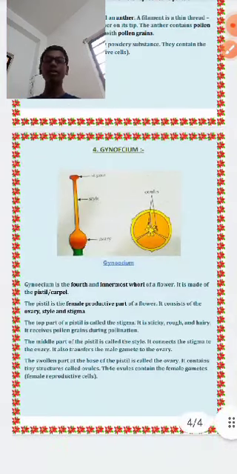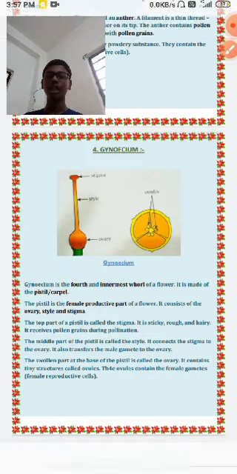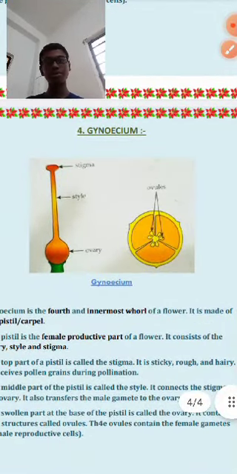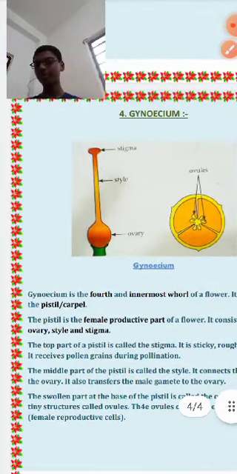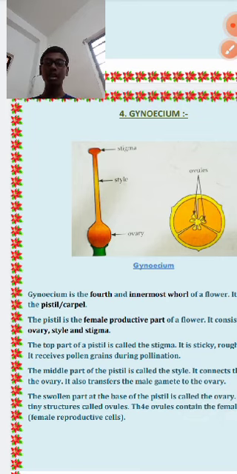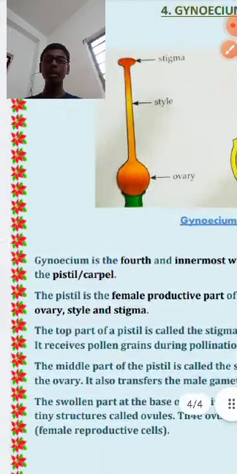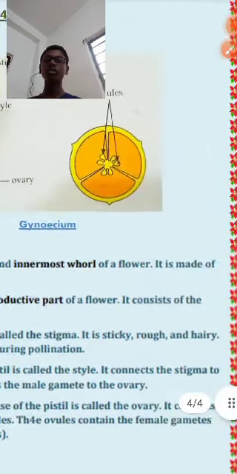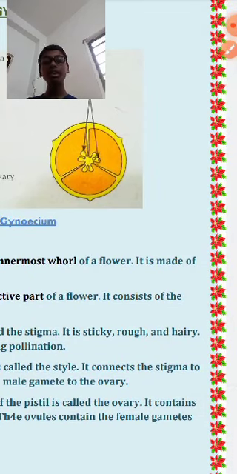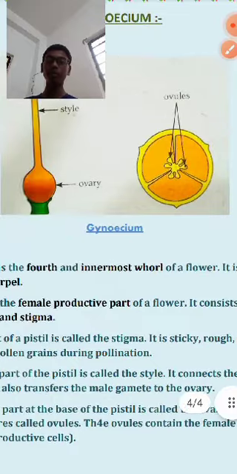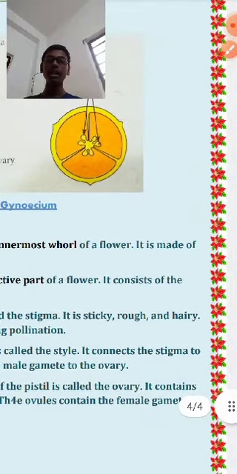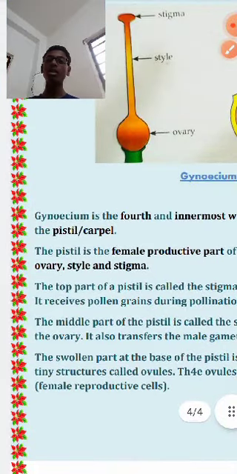Now the fourth word is the gynoecium. What is the gynoecium? Gynoecium is the female part, as I have already told, so let us read the paragraph. Gynoecium is the fourth and innermost whorl of a flower. It is made of the pistil or carpel.